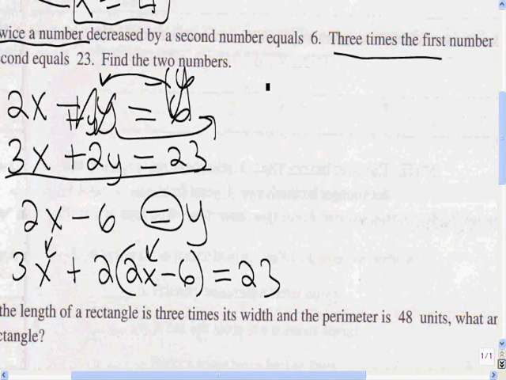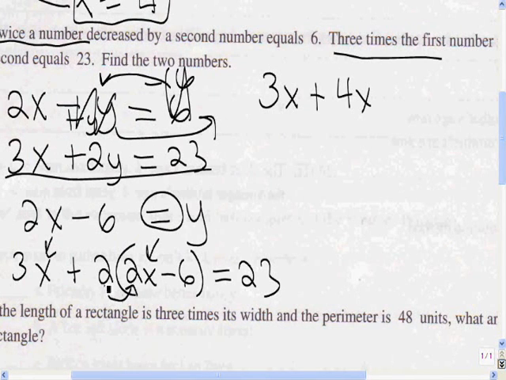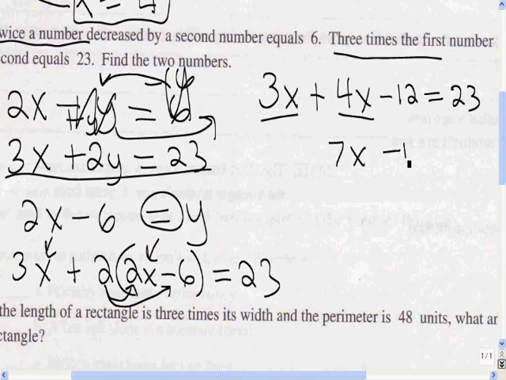Okay, so what we got here is 3x plus 4x, because I'm going to use the distributive property and multiply the 2 with the 2x and the 2 with the 6, so I get 4x minus 12 equals 23. Okay, so now I'm going to combine like terms. I'm going to combine the 3x and the 4x. That gives me 7x minus 12 equals 23.